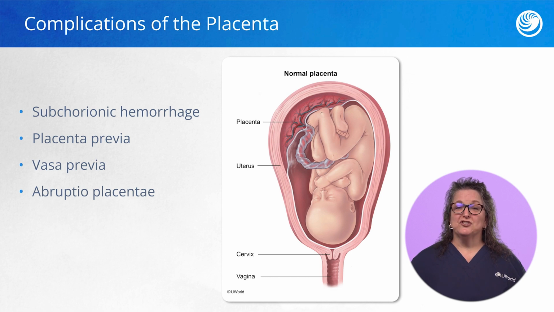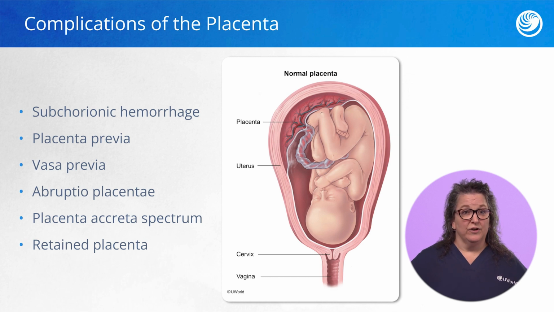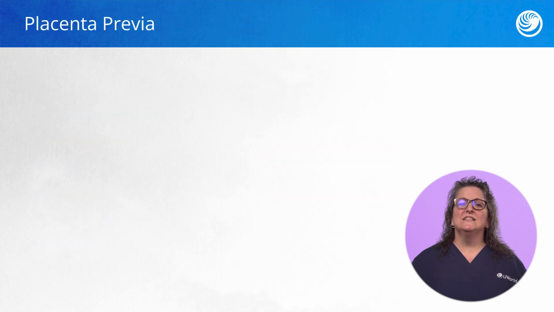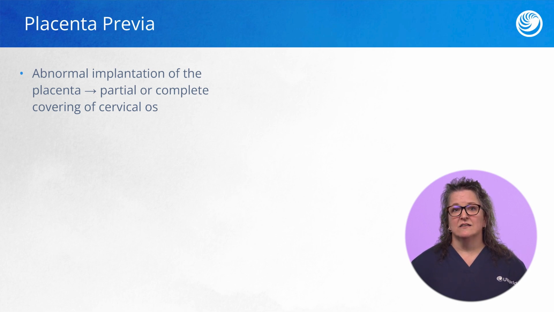For more information on placenta accreta spectrum and retained placenta, I encourage you to watch the Complications During the Third and Fourth Stages of Labor video in the maternal and newborn course. Placenta previa. This is from abnormal implantation of the placenta in the lower uterine segment, resulting in partial or complete covering of the cervical os.